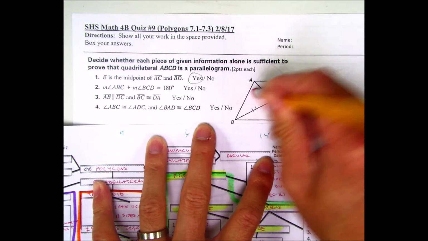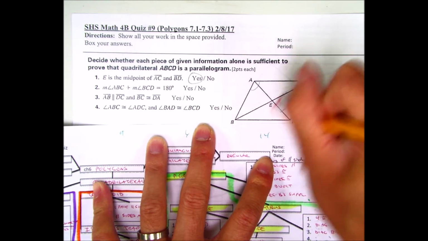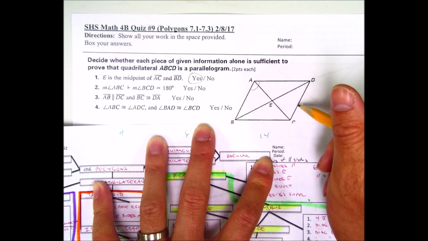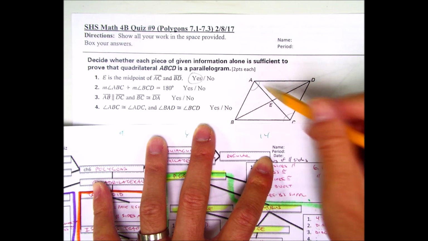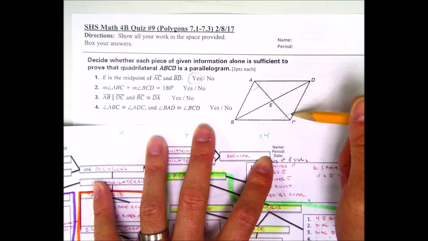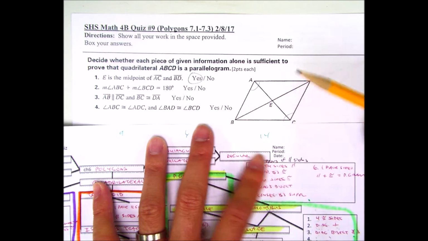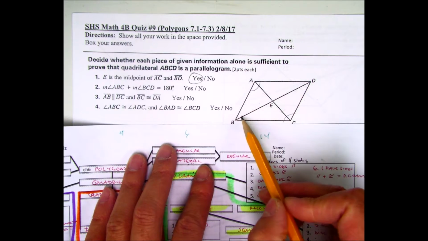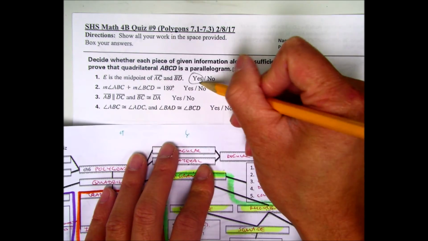Question number 2, angle ABC and BCD are 180 degrees. Well, if you recognize, those are opposite angles and they should be congruent, but these do not show parallel lines. So here you're looking for something like consecutive angles are supplementary. So this angle and this angle would be an example of consecutive, so the answer would be no on that one.